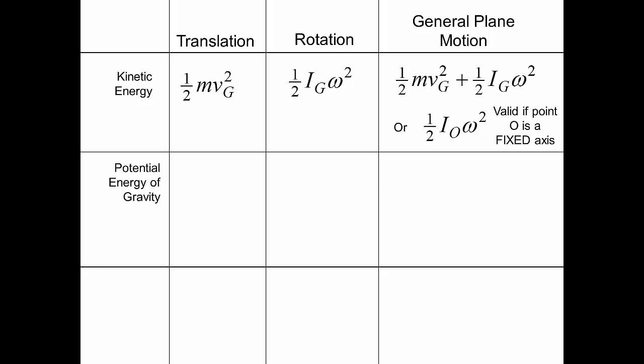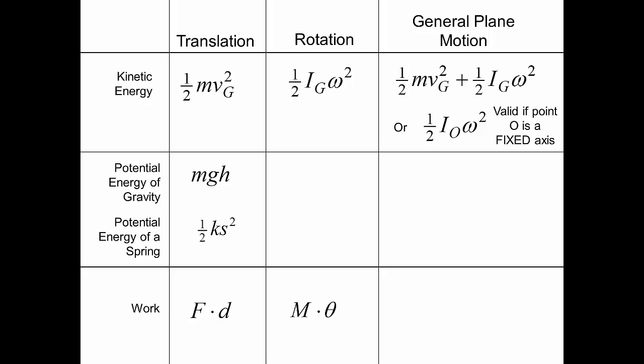For potential energy of gravity, this only occurs as translation and is mass times gravity times the height. For potential energy of a spring, in this course, we're only looking at translation, and it's 1/2 the spring constant times our change in length from the unstretched length squared. For work, with translation, it's a force times a distance. And for rotation, it's a moment times an angle, where the angle is measured in radians. Now that we have all the pieces, let's put everything together so that we can solve energy problems.